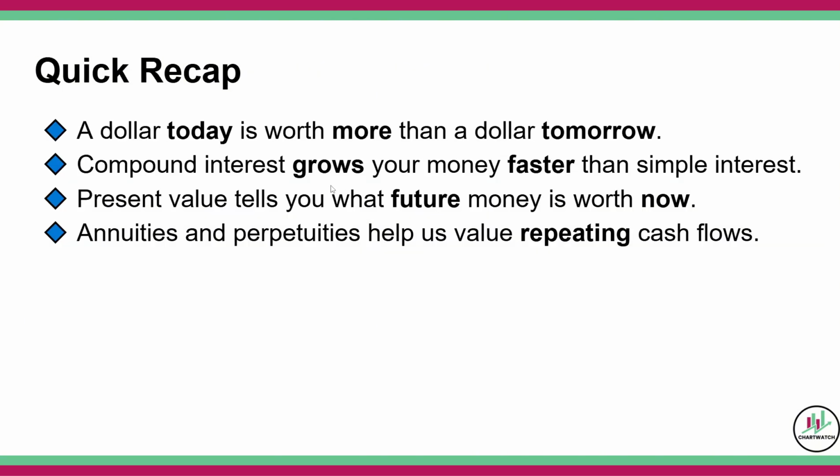And yeah, so quick recap, $1 today is worth more than $1 tomorrow because you can invest it. Compound interest grows your money faster than simple interest, because simple interest is a fixed payment, while your compound interest payment grows because there's more money in the account to be compounded with interest. Present value tells you what future money is worth now, and annuities and perpetuities help us value repeating cash flows. That's it for today. This was a very, very quick lesson. I just want you to understand the basics of compounding interest. This is very good for when you're doing long-term investing. You want to understand these basic formulas.